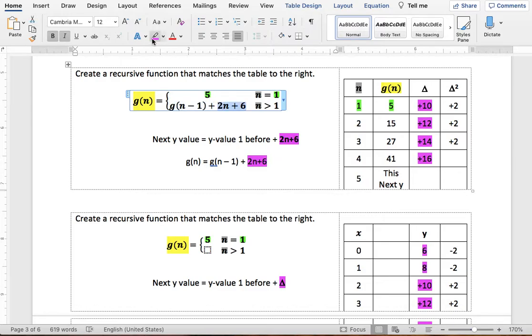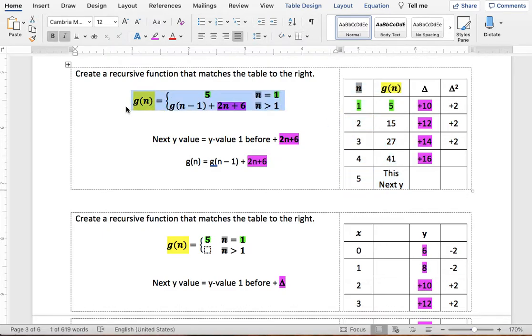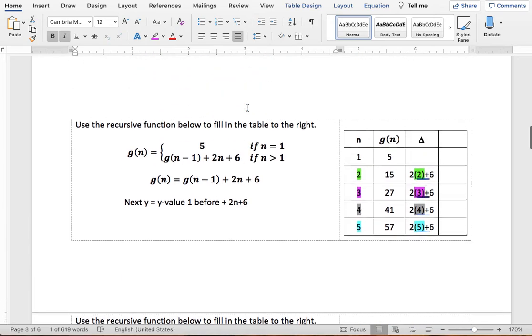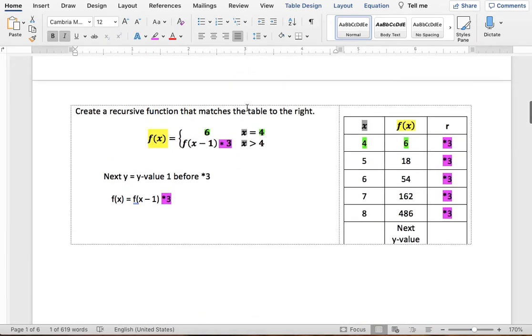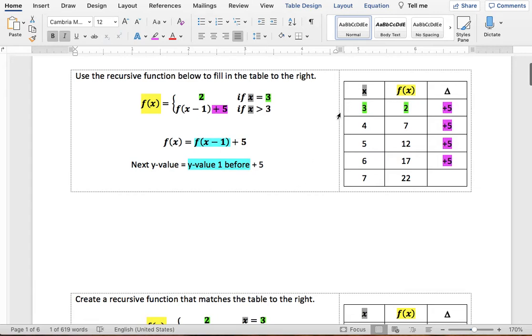That's how we go from a table of values to a recursive function that matches a quadratic. The only real difference between this quadratic and when we were doing it for our exponential or our linear was just this red part.